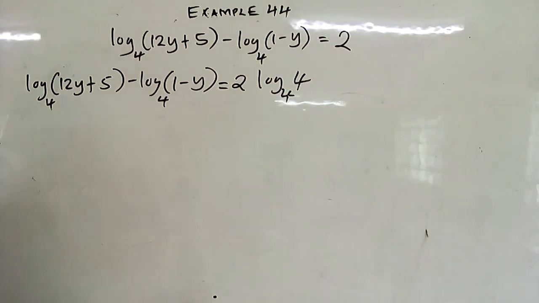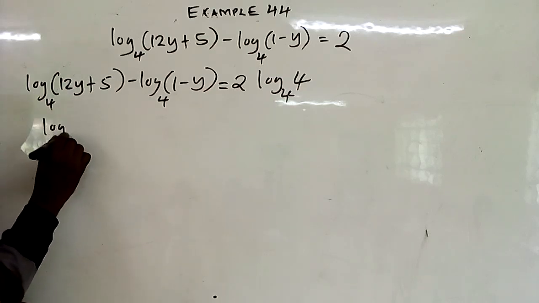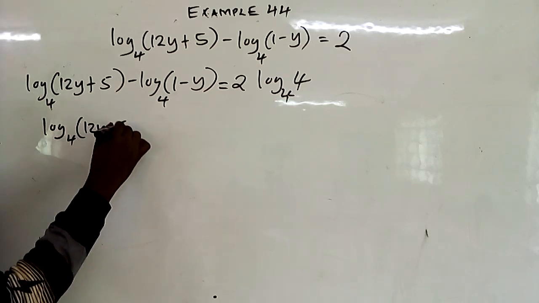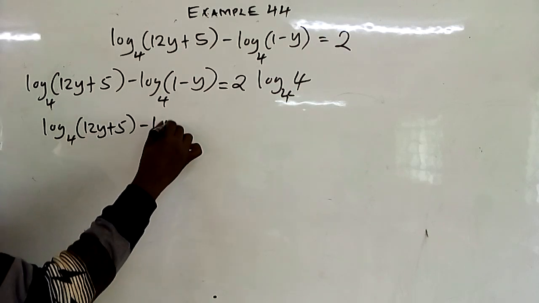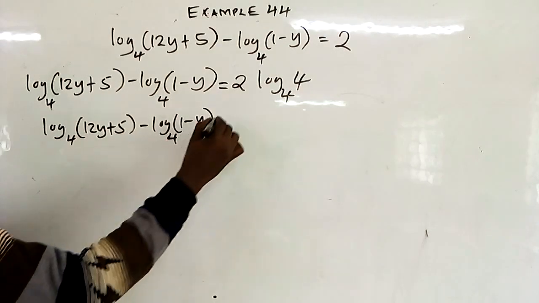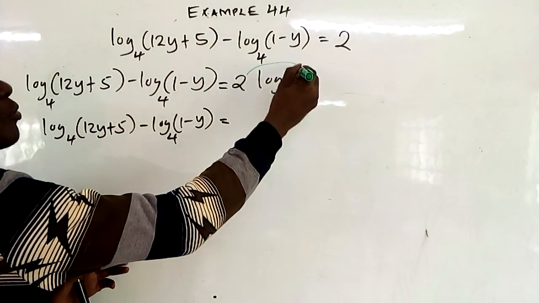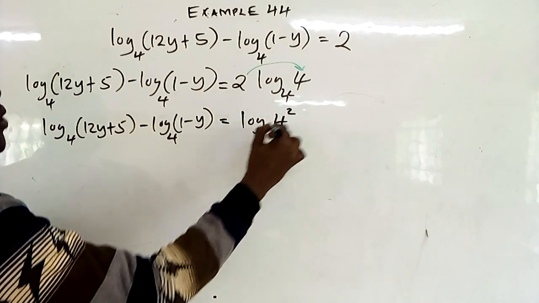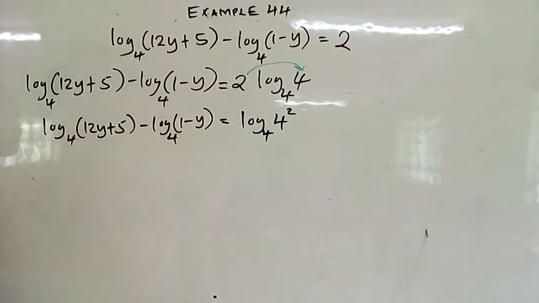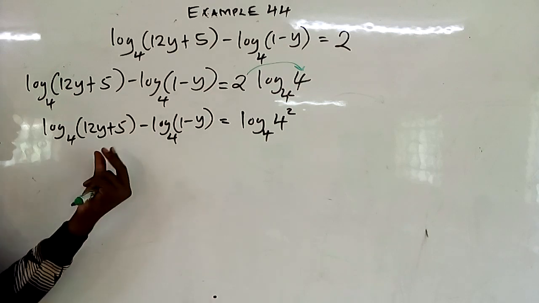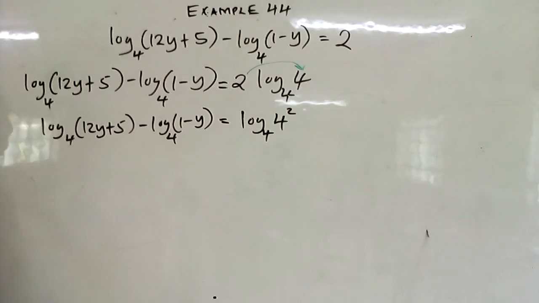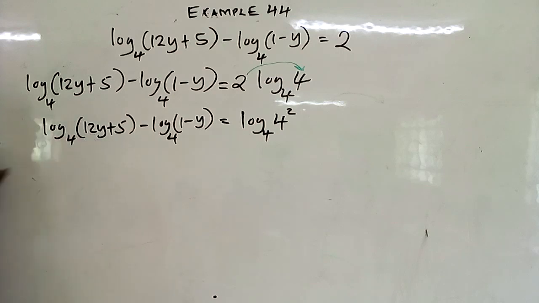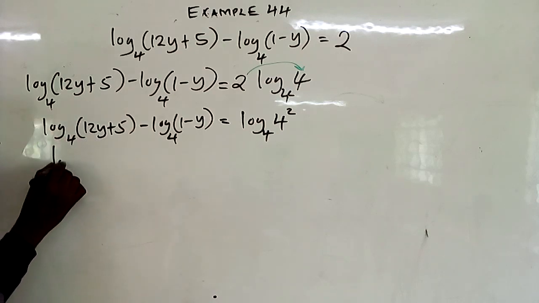Are we together? So after doing that, you get rid of the coefficient. The coefficient becomes the power. So here we have log of 12y plus 5 to base 4 minus log of 1 minus y to base 4 is equal to, now this coefficient 2 becomes the power. So we have log 4 squared to base 4. Then the next step, you ensure the left hand side is one term and the right hand side is one term, meaning we remove log to base 4 outside.